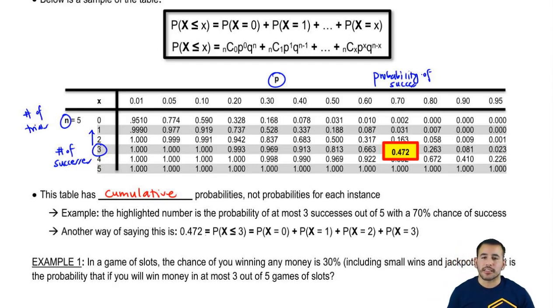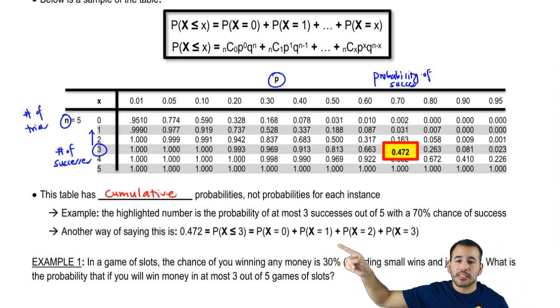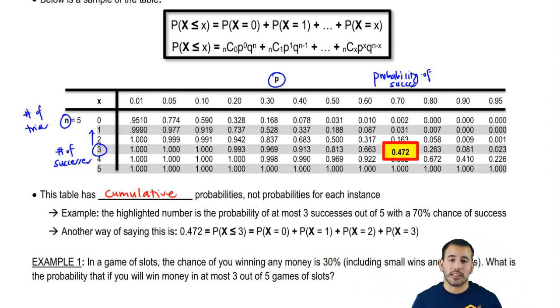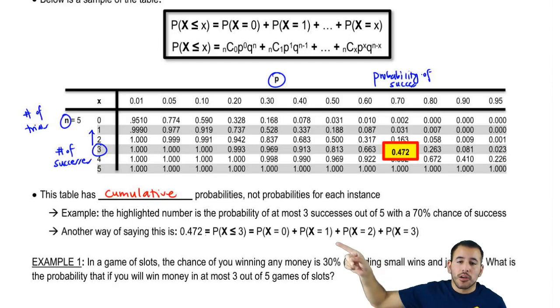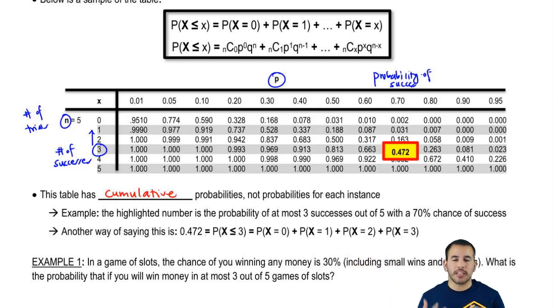Another way of saying this is that 0.472 is the probability that the number of successes is less than or equal to 3, or again, at most 3 successes, right? And so probability x is 0 plus the probability x is 1 plus the probability x is 2 plus the probability x is 3. That's how this table works.